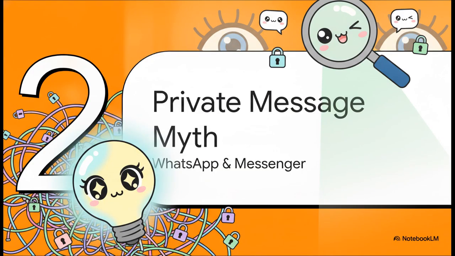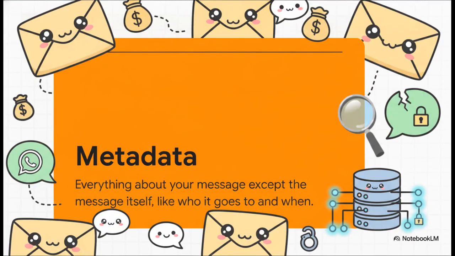Moving on to part 2, the private message myth. Let's look at WhatsApp and Messenger and why encryption doesn't actually mean you're invisible. So the big vulnerability here comes down to one word, metadata. Think of metadata as the envelope, not the letter itself. Sure, Meta might not be able to read the actual contents of your end-to-end encrypted message, but they know exactly who you're messaging, the exact second you send it, and how often you two talk. And guys, this is not harmless data.